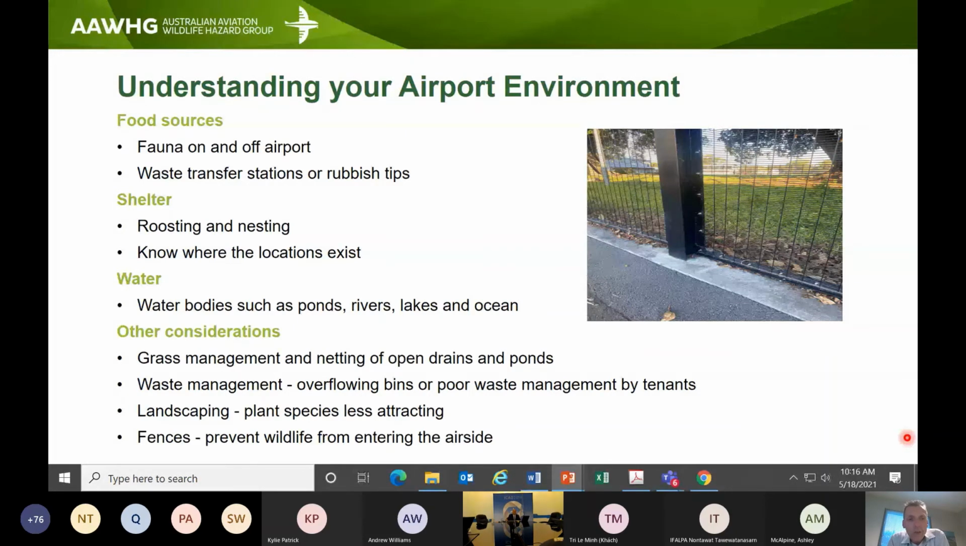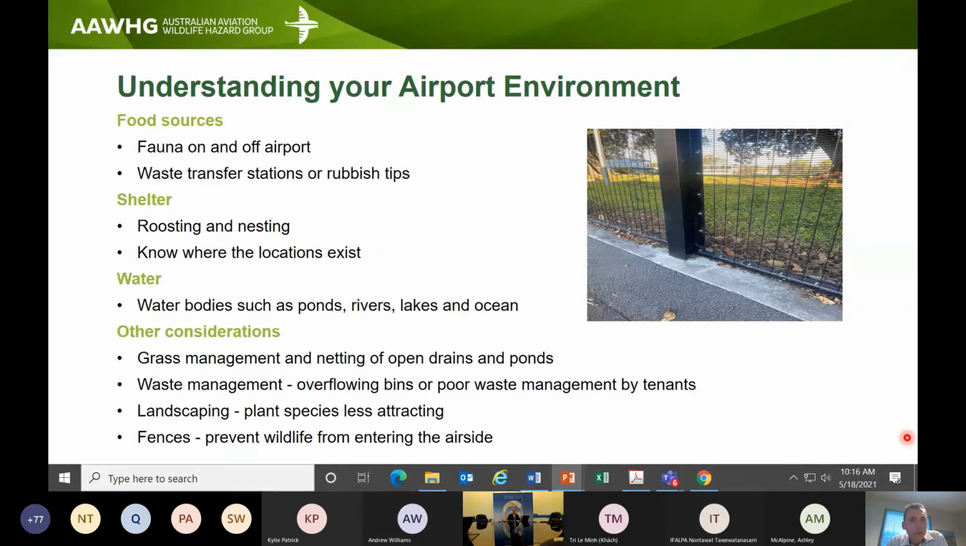The other thing to consider is grass management, netting of open drains and ponds, which I just spoke about earlier, and your waste management. Overflowing bins and poor waste management could be by your own stakeholders or tenants. Landscaping can be another issue depending on what species you may have planted over a number of years. They do become a food source for various types of birds.